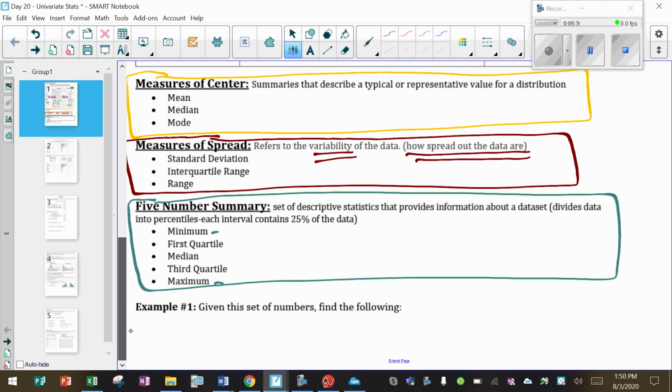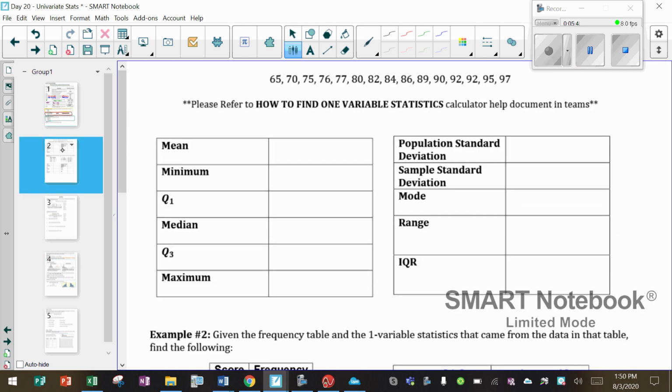So let's start with some basic stuff. Given a set of numbers, find each of the following. So here's our set of numbers. Got bumped to the next page. 60, 70, 75, 76, 77, 80, 82, 84, 86, 89, 90, 92, 92, 95, 97.